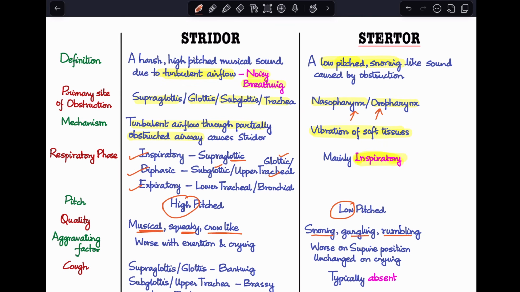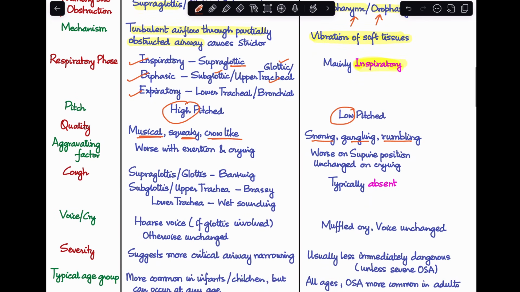When we look at aggravating factors, stridor usually gets aggravated on exertion and crying, whereas stertor will become worse when the patient is in supine position. However, it will be unchanged on crying. Crying will not affect it, but stridor will get affected during crying, where it will become worse.